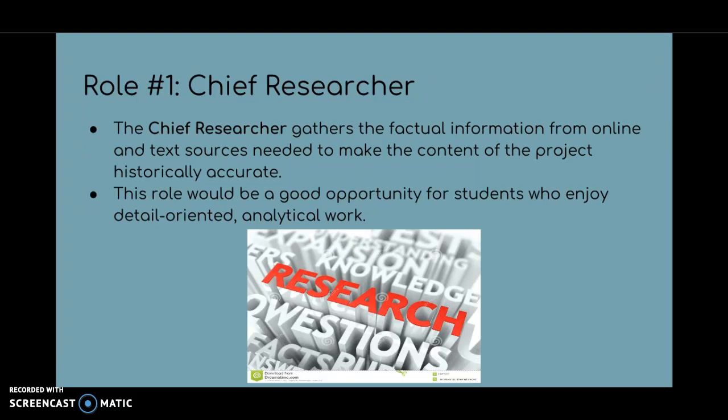Our first role is the Chief Researcher role. The Chief Researcher gathers the factual information from online and text sources needed to make the content of the project historically accurate. Now, online resources can count as any factual information that you find online through a search. And text sources could include your textbook or other books you might be able to find at the library. This role would be a good opportunity for students who enjoy detail-oriented, analytical work.